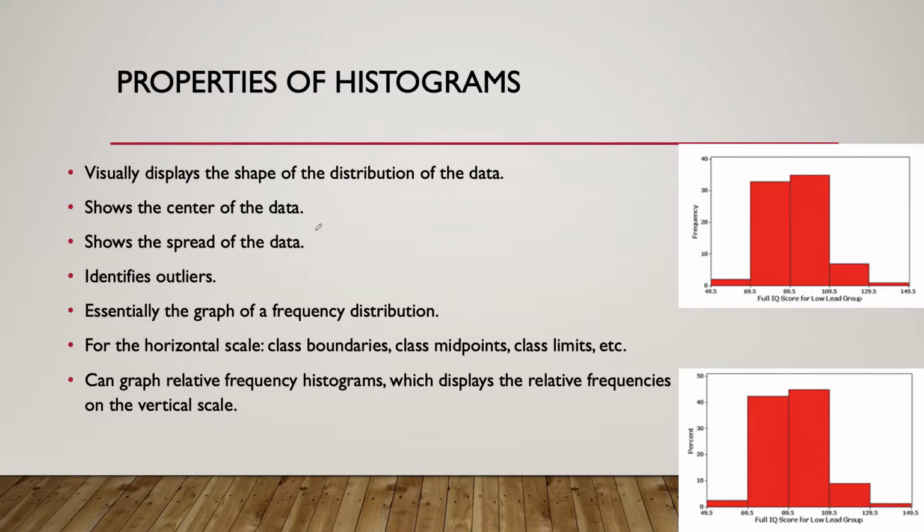For the horizontal scale, the class boundaries, class midpoints, or class limits can be used for those classes. Likewise, we can graph relative frequency histograms, which display the relative frequencies on the vertical scale. And this top one here is the frequency histogram. This bottom one's the relative frequency histogram as a percentage.